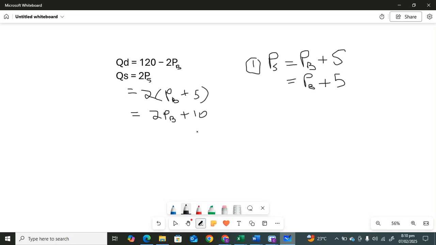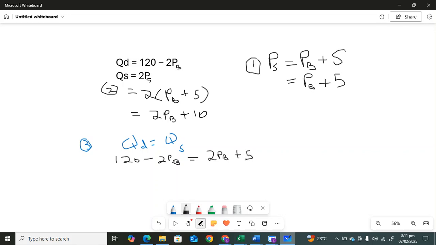Once you have done these two steps, the final step is now you can equate the demand function to the supply function. QD equals QS. So on this side we have the demand function, 120 minus 2PB, equals our supply function, 2PB plus 10.